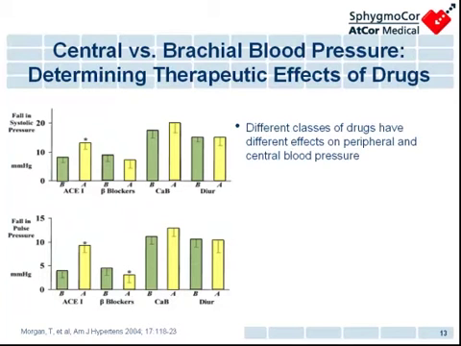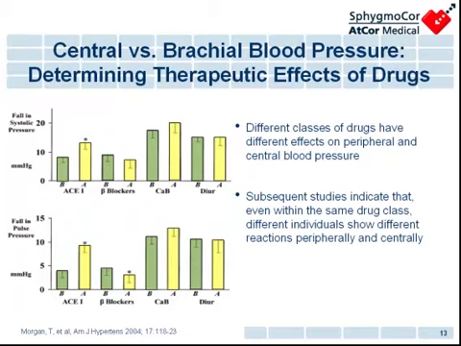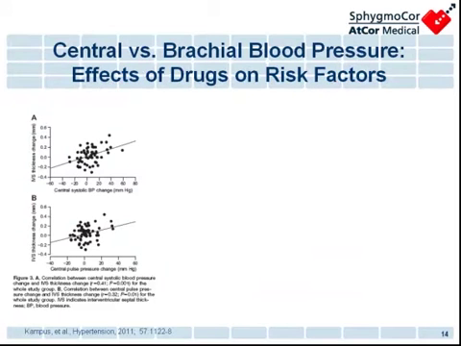So differential classes of drugs have differential effects on peripheral and central blood pressures. And even within the same drug class, we've seen some differences. So let's take a look at that. So this is a study showing very simply that as we lower central blood pressure, this is systolic, this is pulse pressure, we positively influence LV mass. So we can improve LV, this is septal thickness, we can improve LV mass by lowering the central blood pressure, by lowering the central pulse pressure.